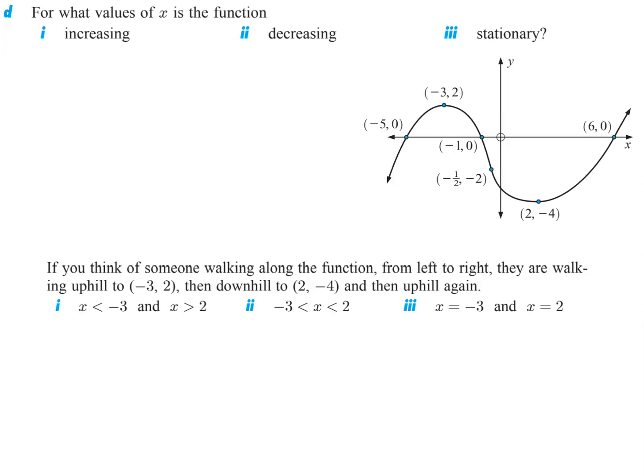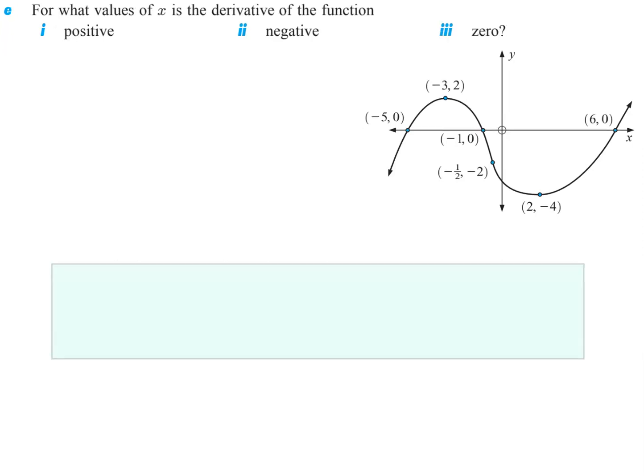Okay, moving on to the next question. Now we're talking about derivatives. For what values of x is the derivative positive, negative, and 0? Well, a positive derivative means that the graph is going up from left to right. So it's positive for values of x smaller than negative 3. It's also positive for values of x bigger than 2. In both of those cases, the graph is going up.